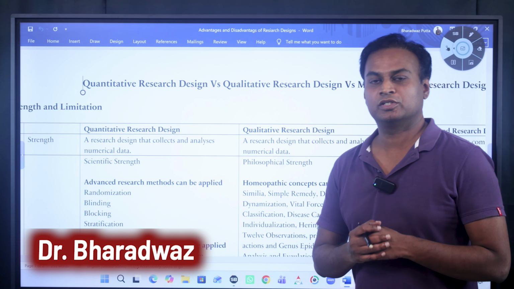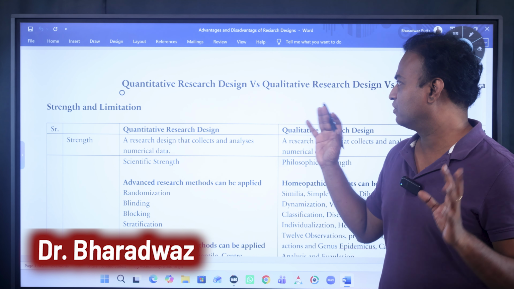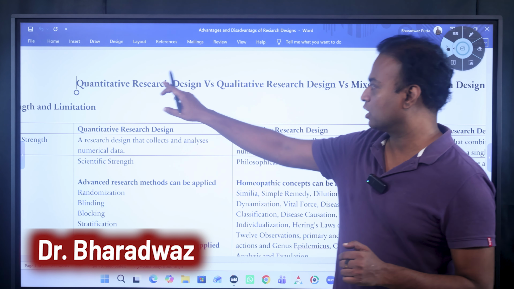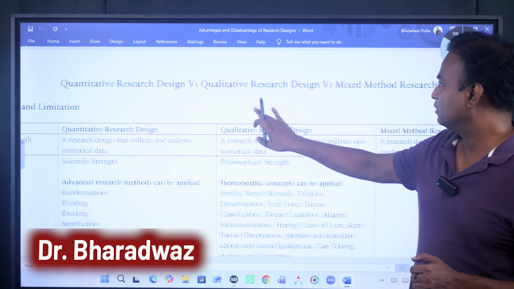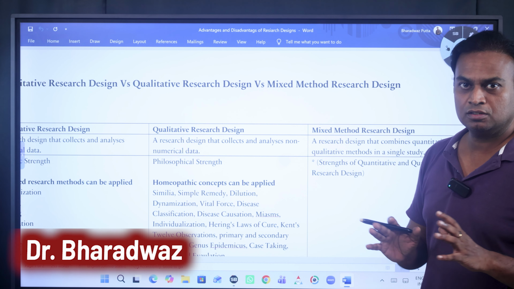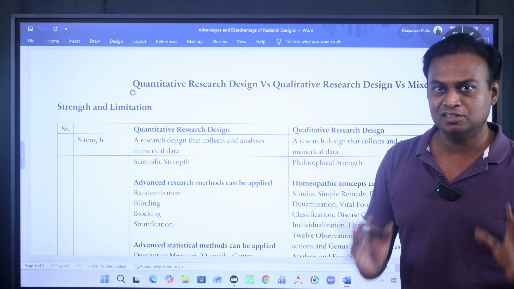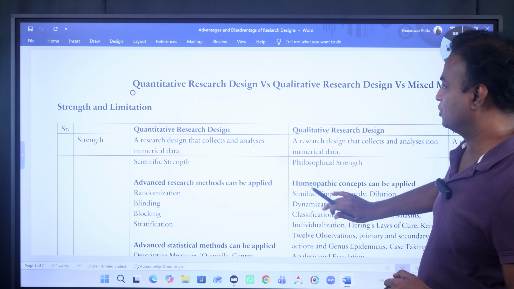Hi, today we are going to discuss the strengths and limitations of different research designs. We have quantitative research design, qualitative research design, and mixed method research design. What are the strengths of each research design and what are the limitations of each? We are going to check now.